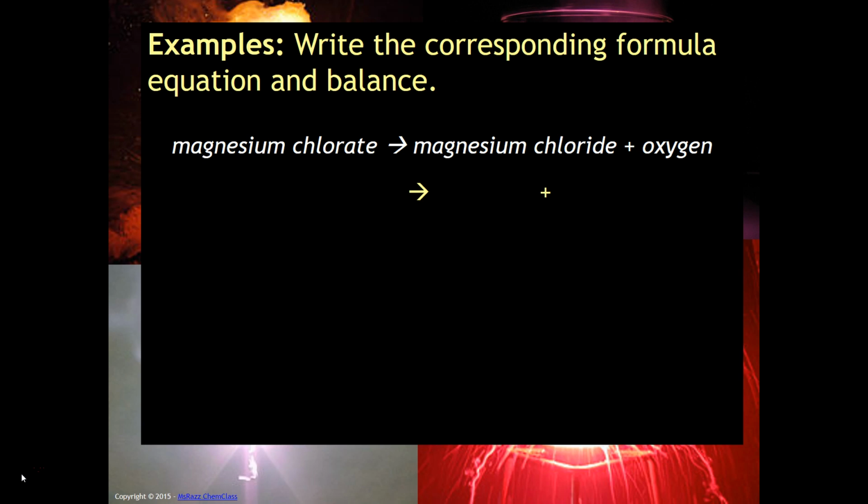So here's an example. Write the corresponding formula equation and balance. So this is a compound. We did say, well, it's a metal and a nonmetal, so therefore it's ionic. We need to look up and balance those charges. So magnesium has a +2, chlorate is ClO3 -1, so it'll be Mg(ClO3)2. I did put the little space in front to indicate that it needs to be balanced, but you don't have to do that if you don't want to. Just make sure you leave some space to put the coefficients in there.